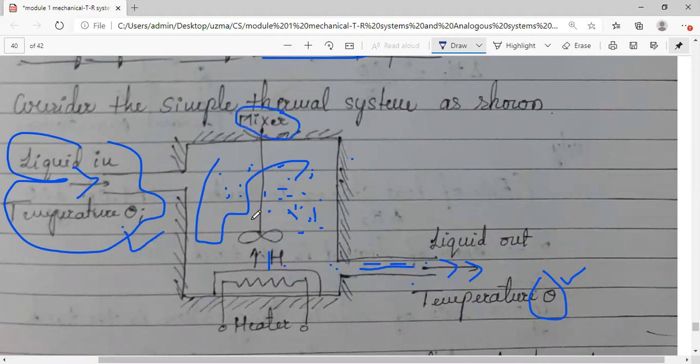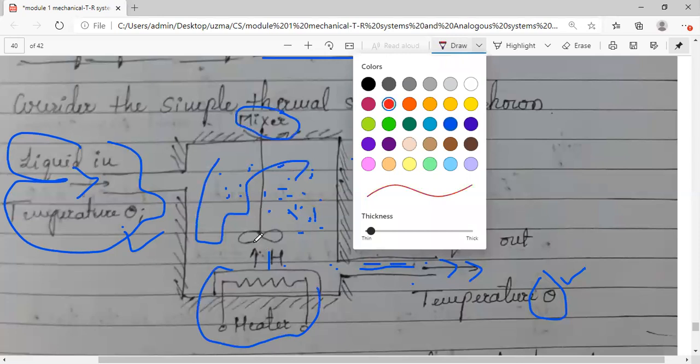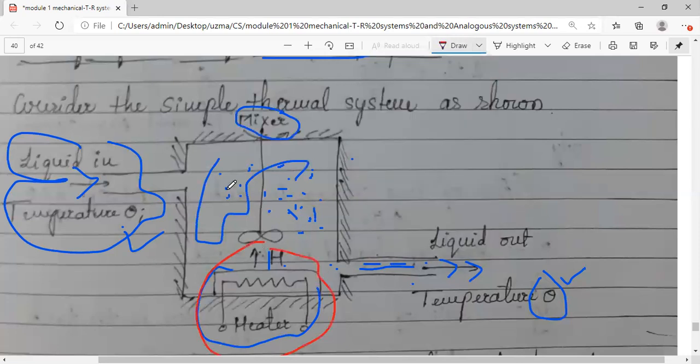Continuous stirring distributes the heat uniformly. Because of that, the temperature is maintained uniform. And you have a heater here. An important thing to note: whenever you are supplying heat through this heater, the amount of heat supplied by the heater is equal to the amount of heat taken by this liquid. Second thing, the amount of heat present in this liquid is equal to the amount of heat with which the liquid is going out. These two important parameters are there.